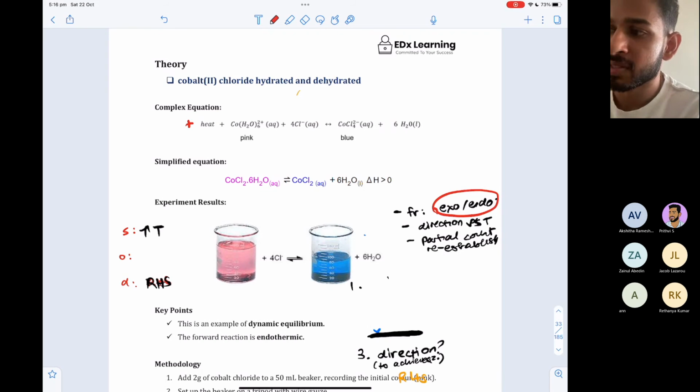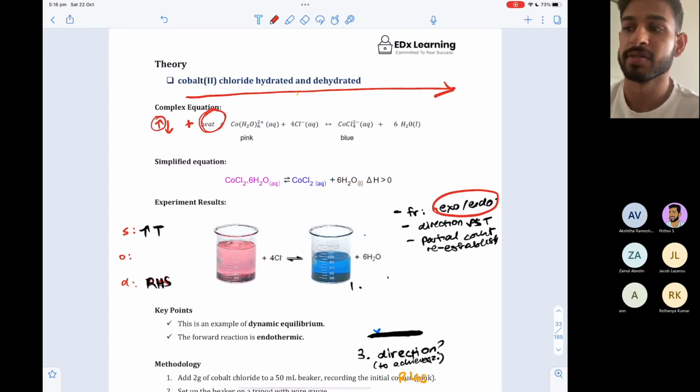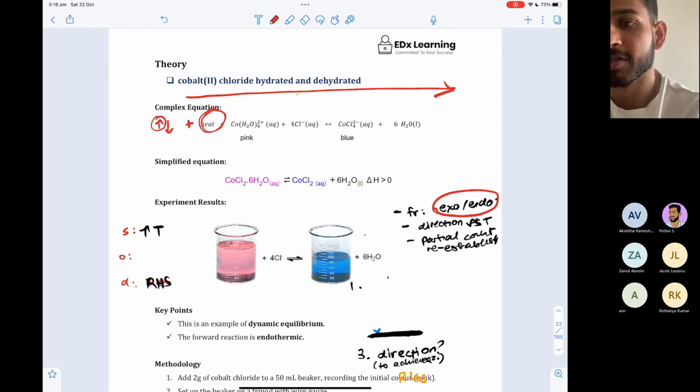What was the stimulus? It was an increase in heat. What is the opposite? I want to decrease heat. So which direction would I go? I'd go to the right-hand side, where I'm using up this reagent, which is heat, to counteract this stimulus. That's how you should be thinking about it. Does that make sense, Anne? Yeah, thank you. Good, good.